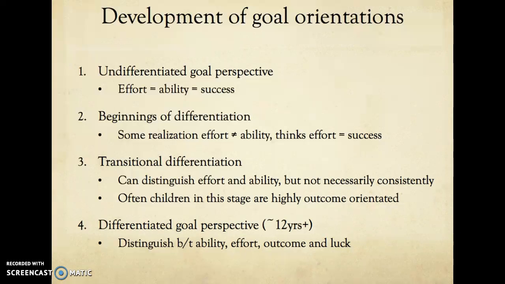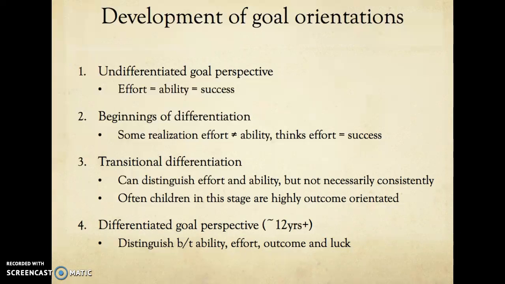As children reach primary school age, somewhere around 6 to 7, they will start to realise that effort and ability are not necessarily the same thing. So they will realise that some people are better at some things than other people are. However, they will tend to equate effort with success, which means that they believe that if they try their best, they will succeed, and potentially they will win. And success doesn't necessarily mean winning.